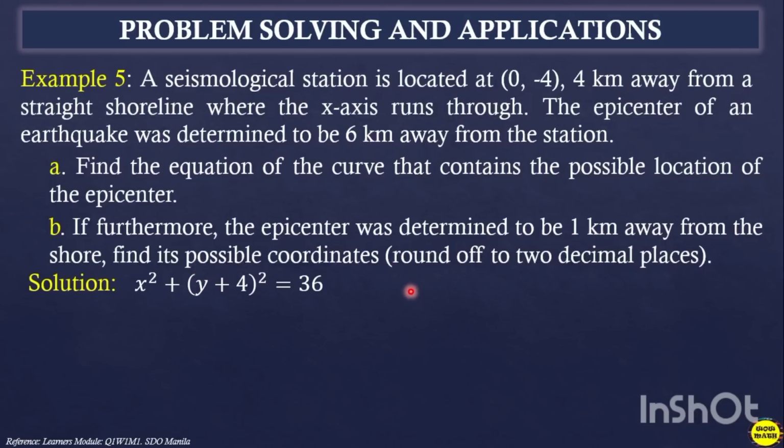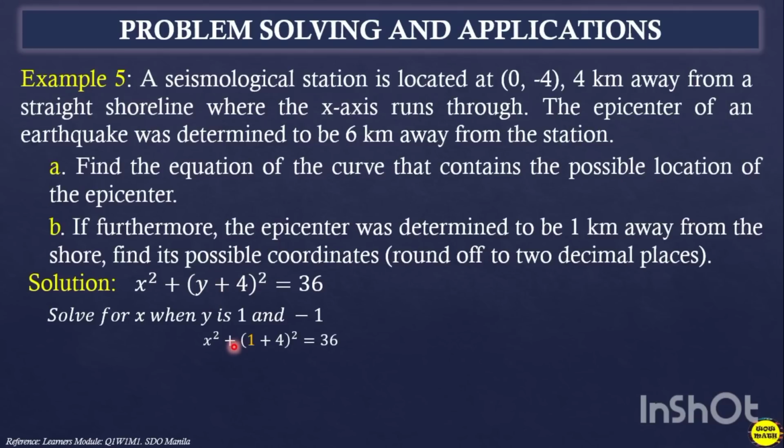Next, after nyan, kunin natin yung letter B, yung possible coordinates if 1 kilometer away from the shore. So, paano natin gagawin? Isa-substitute lang natin, no? Magsa-substitute tayo ng 1. Isa-substitute natin yung y natin as negative 1 and positive 1 dito sa equation natin. So, solving for x when y is positive 1 and negative 1. So, unahin natin yung positive 1. Isa-substitute lang natin yung positive 1 dito sa y natin.